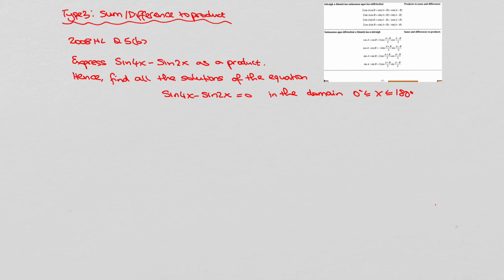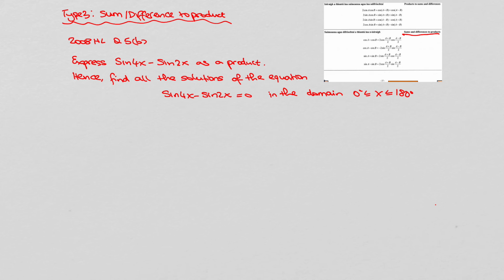So type 3 is where we're going to use our sum difference and change it to a product. And the example we're going to look at is from 2008 higher level question 5b. So again, our sum difference to product is the bottom of page 15 here in our tables. So just to remind ourselves, they were the last set of formulas that we were looking at from our list of all of our proofs. We didn't prove these, but we were looking at using them. So this is one of these other uses for them.